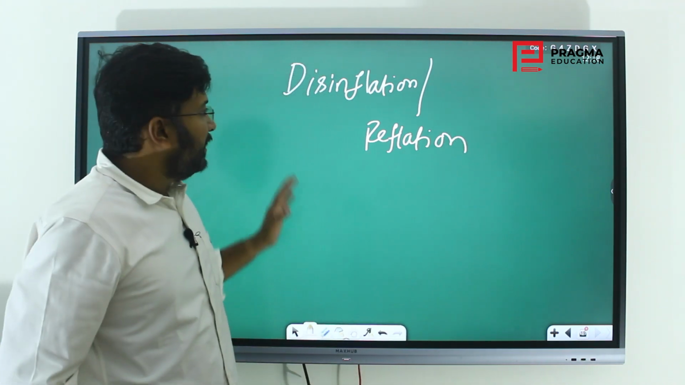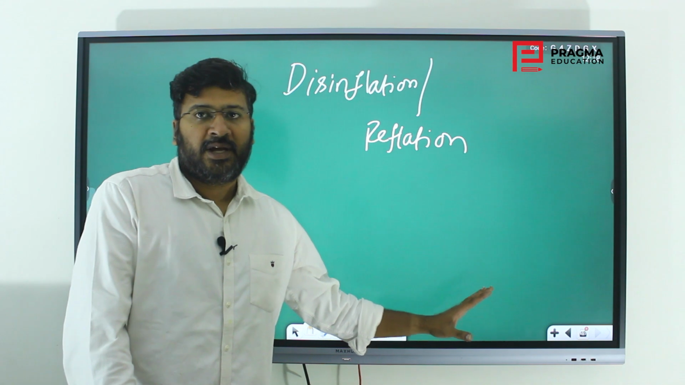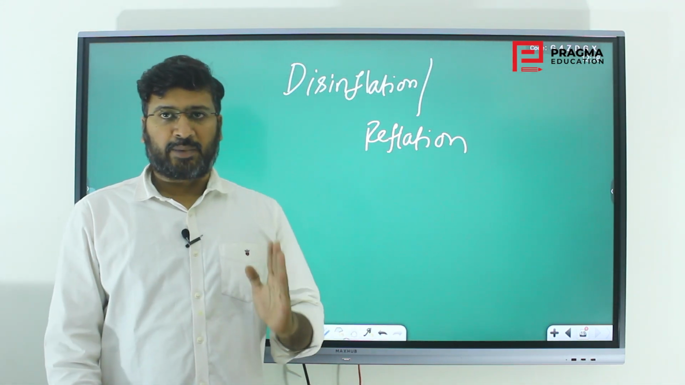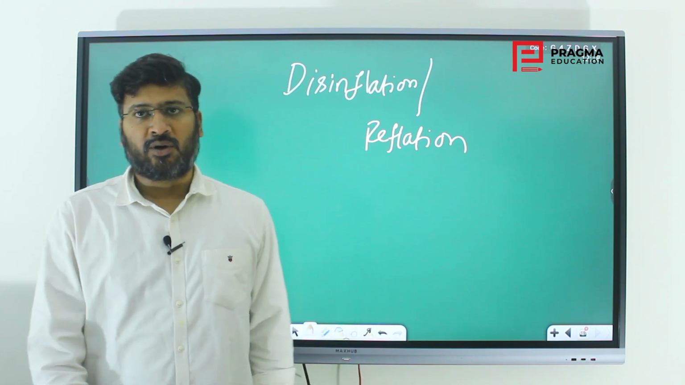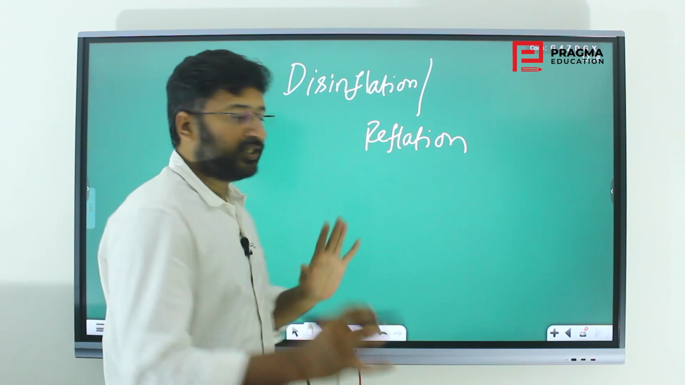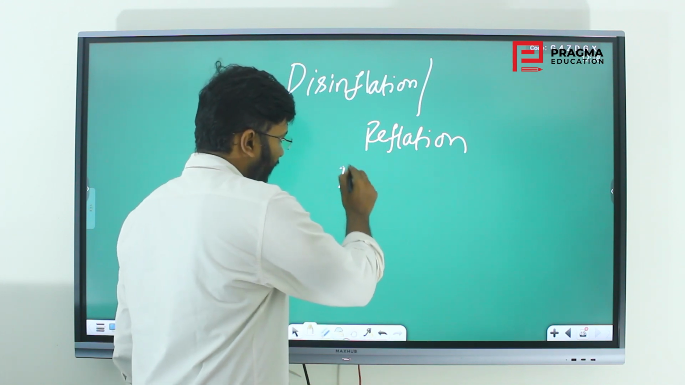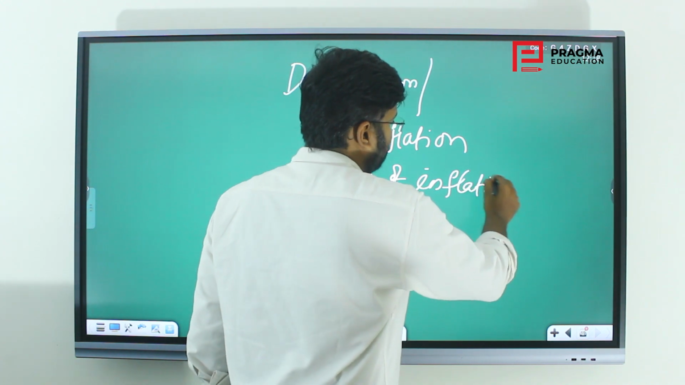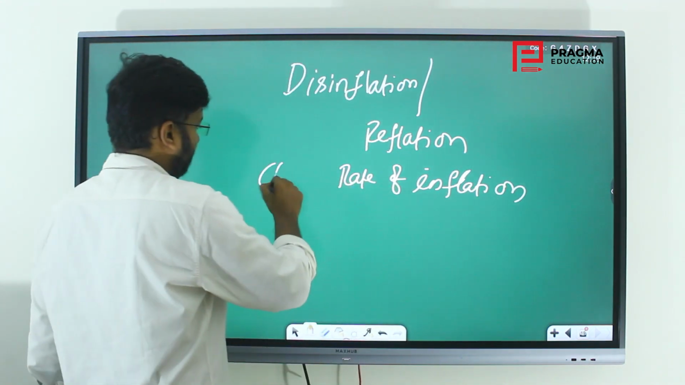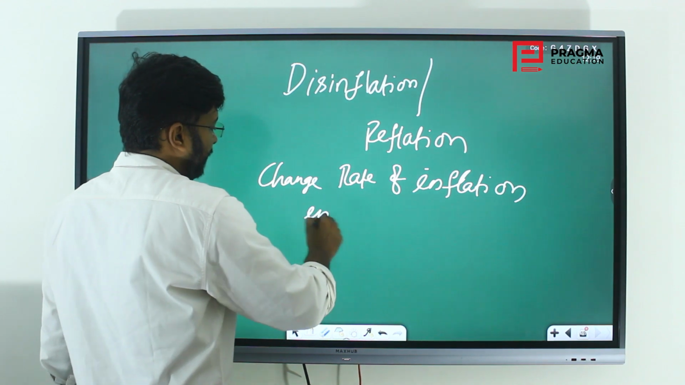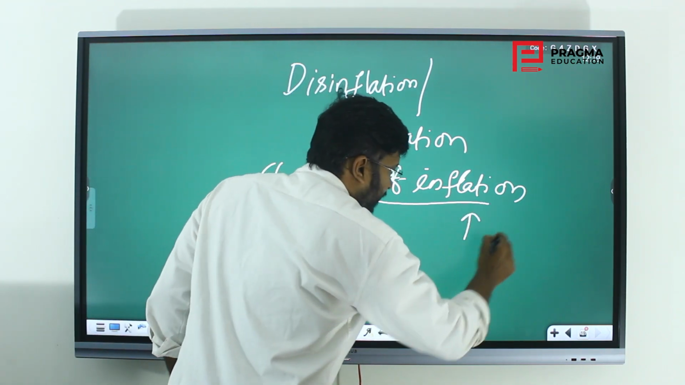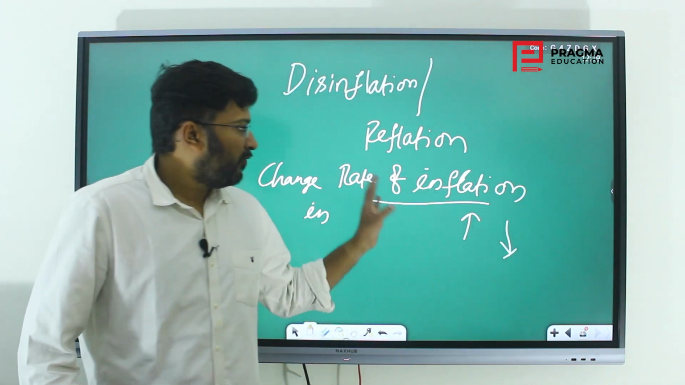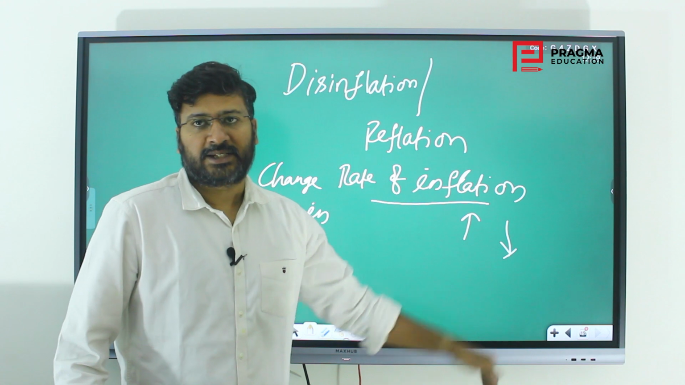Like deflation and inflation, which denote the direction of the prices, whether the prices are going up or going down, disinflation or reflation gives the sense of the rate of inflation. It is a change in the rate of inflation, that is, whether the inflation rate is increasing or decreasing. We are not talking about the prices of the goods here. We are talking about whether the rate of inflation is increasing or decreasing.